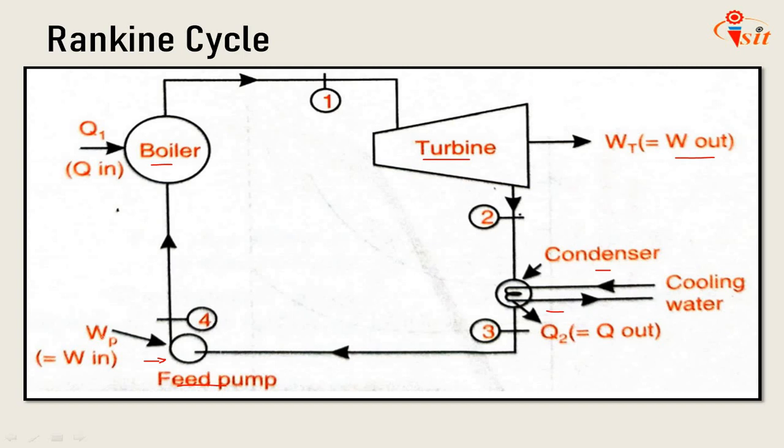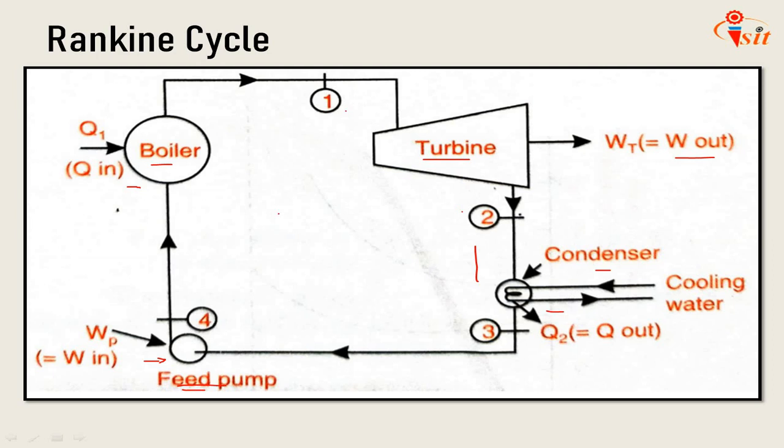The Rankine cycle comprises certain processes. Process 1 to 2 is reversible adiabatic expansion in the turbine. 2 to 3 is the condensation process, that is constant pressure heat rejection to the condenser. Process 3 to 4 is reversible adiabatic pumping in the feed pump, and 4 to 1 is constant pressure transfer of heat in the boiler.